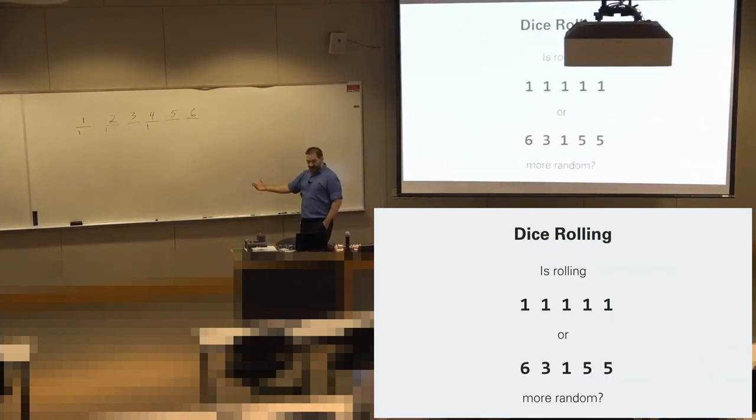So that's where I'm now going to ask, okay, well, let's say I roll my squishy die 5 times, and I record each one of the numbers. One roll lands 1, 1, 1, 1, 1, and the other one is 6, 3, 1, 5, 5. Which one is more random? In that order. Equally random. Oh, well.